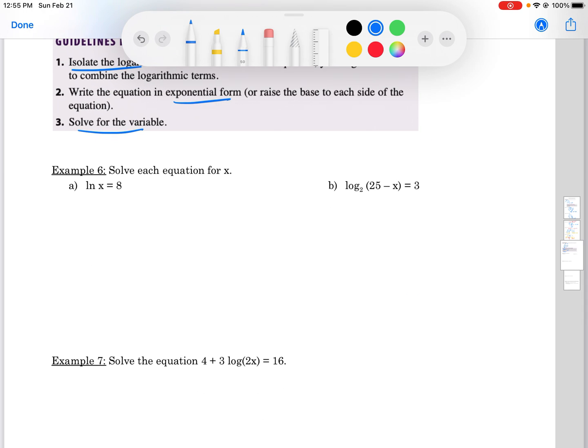All right, so same kind of concept here. I really want to get rid of that ln, right? So I can write this in exponential form. Just remember this means log base e. It might be easier to switch that first. So that's e to the 8th power is equal to x. And then we just have to rely on the calculator for this because we cannot do that on our own.